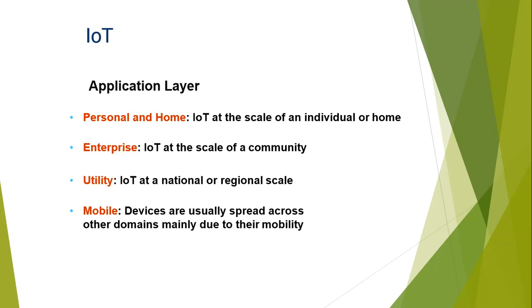Then we go into the utility level, and here is a large number of utility level, a national or a regional scale of the IoT service support, and the data which is required to transmit from one region to another region. Now then there is a mobile one, which is devices usually spread across other domains, and this is because they have mobility, and this is also a part of IoT application.